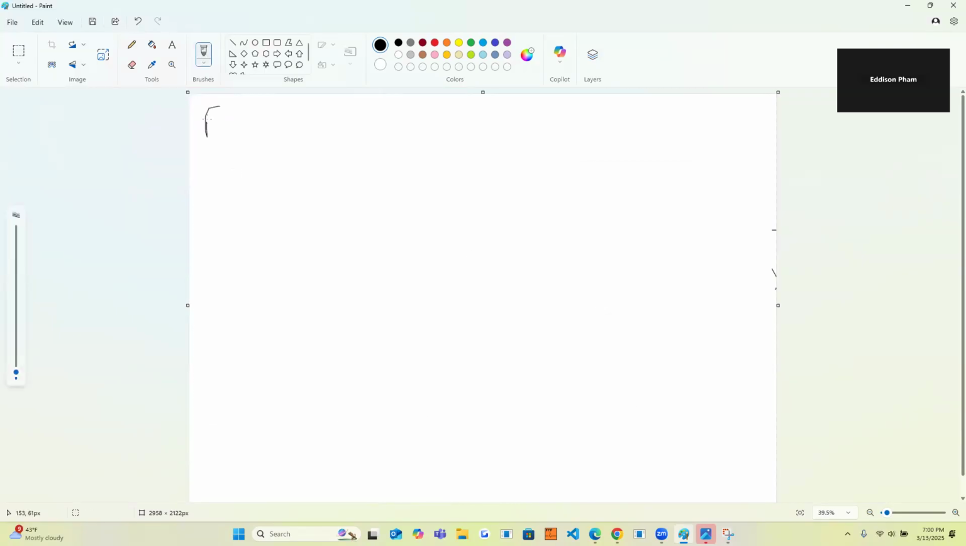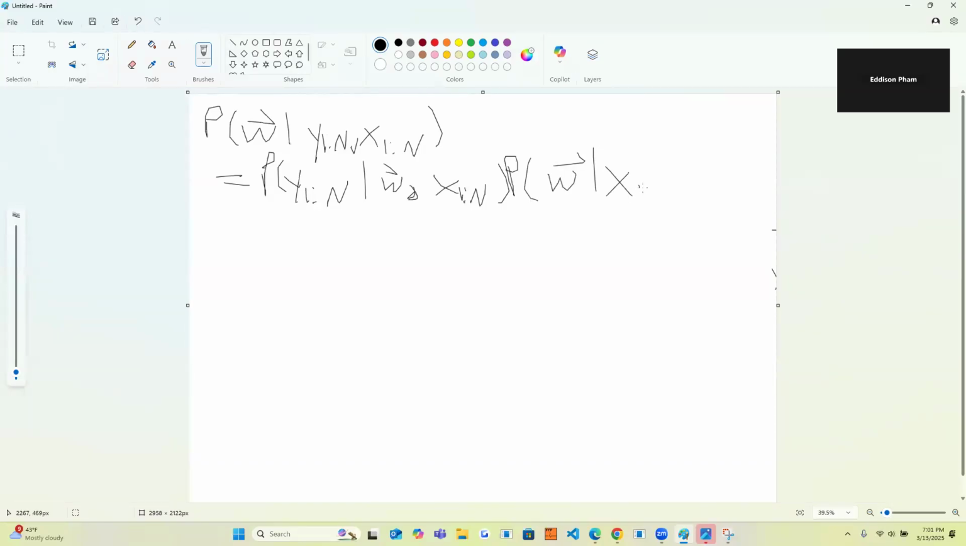To derive the loss function, we start with P of W, where W is the weights. In this case, it's a vector. Y1 through N, your classes, so essentially your data set. This is equal to P of Y1 through N, W vector, X1 through N. Then you want to apply the law of conditional probabilities twice. So you get W vector conditioned on X1 through N. You can verify that if you combine these two together, you get P of W vector and X1 through N, and when you multiply together, this essentially becomes the full joint probability.